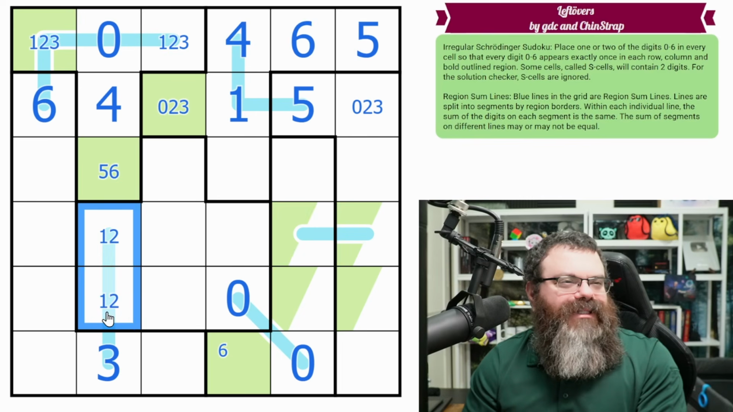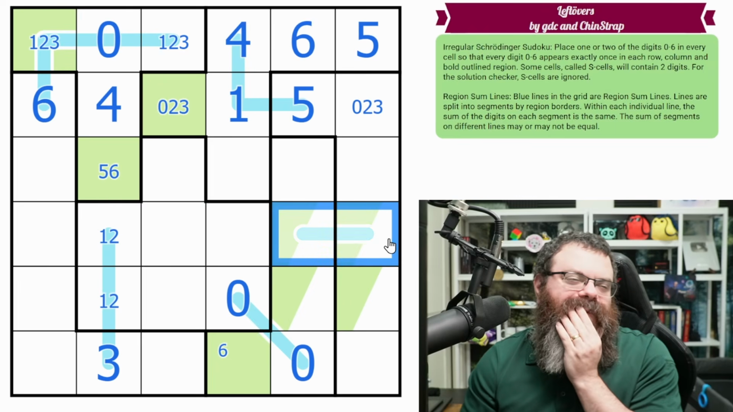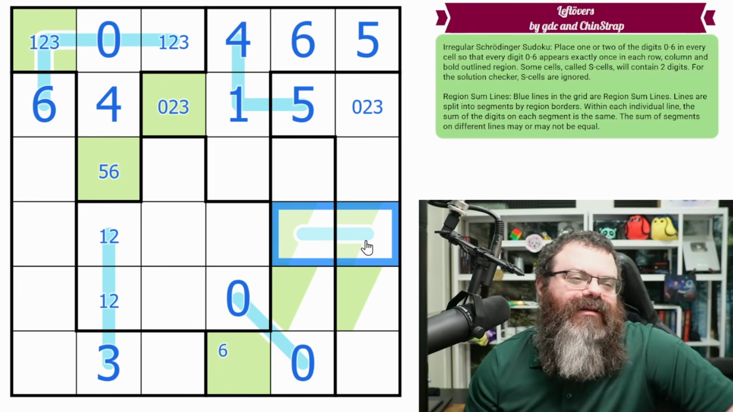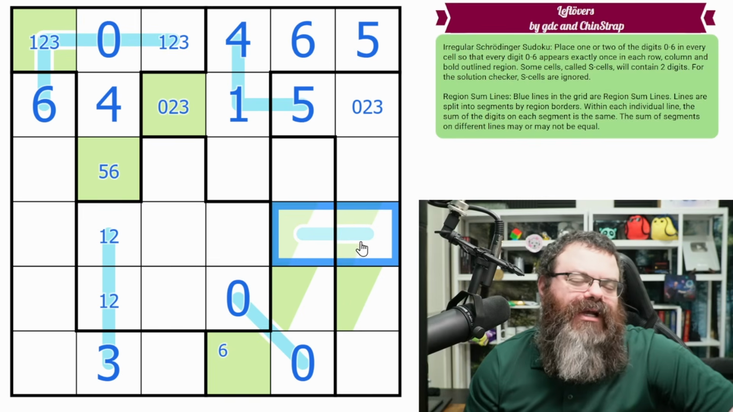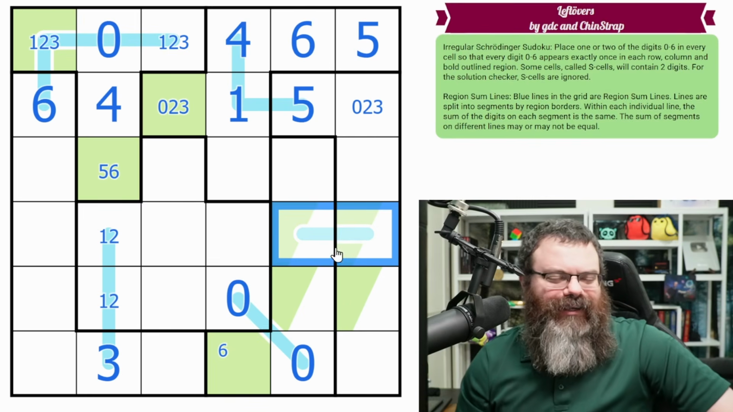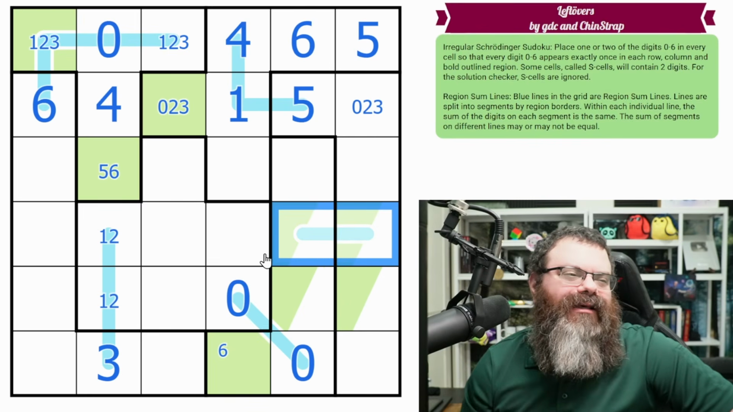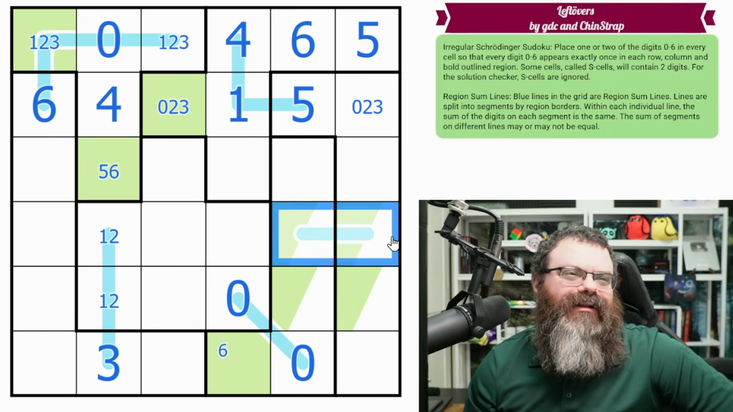This 1, 2 pair is interesting. So this can't contain a 1 and a 2, because that would break this cell. What do I do here?